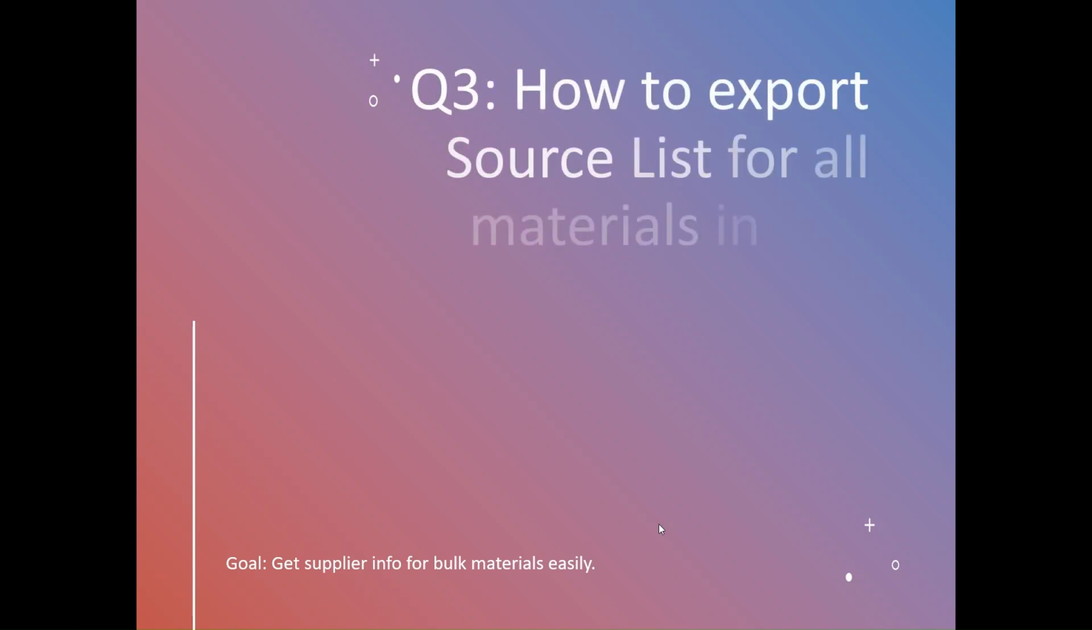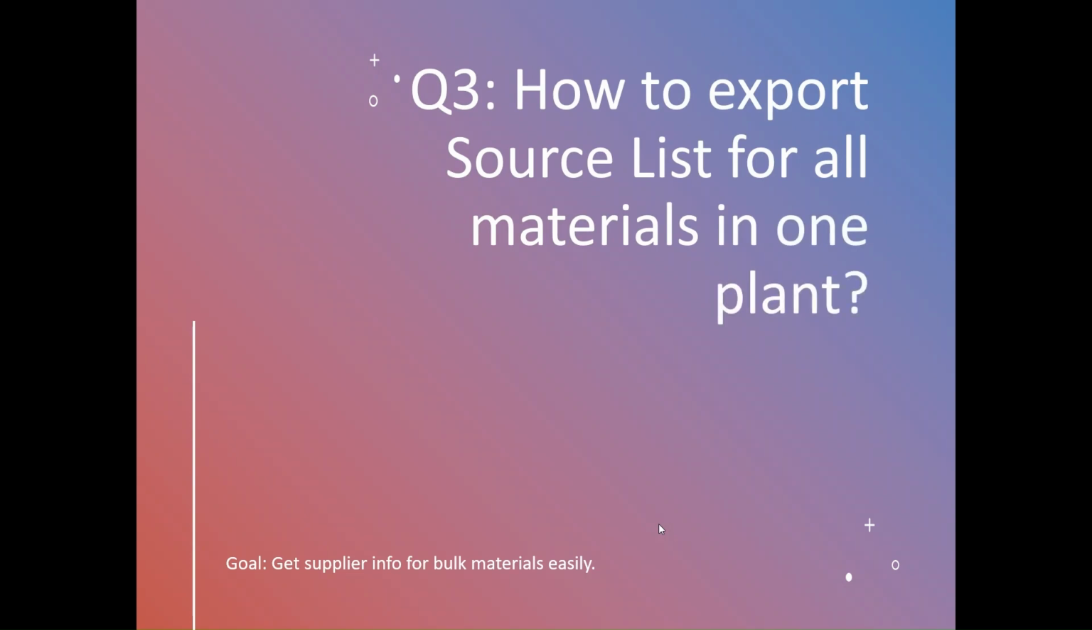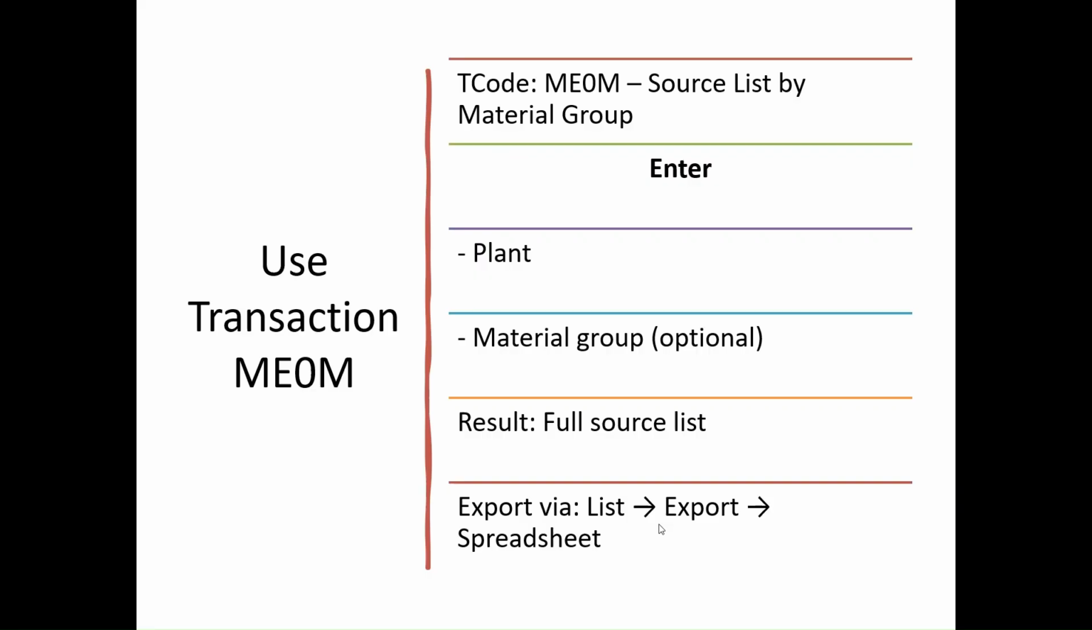The third question is how to export the source list for all materials in one plant. The goal of this is to get supplier info for bulk materials easily. So how do you export the source list for all materials in one plant? Very simple steps. You have to use the transaction ME0M, which gives you the source list by material. Then you have to enter the plant name. Then you can enter the material group. This is optional. If you add it, then it will be more specific.